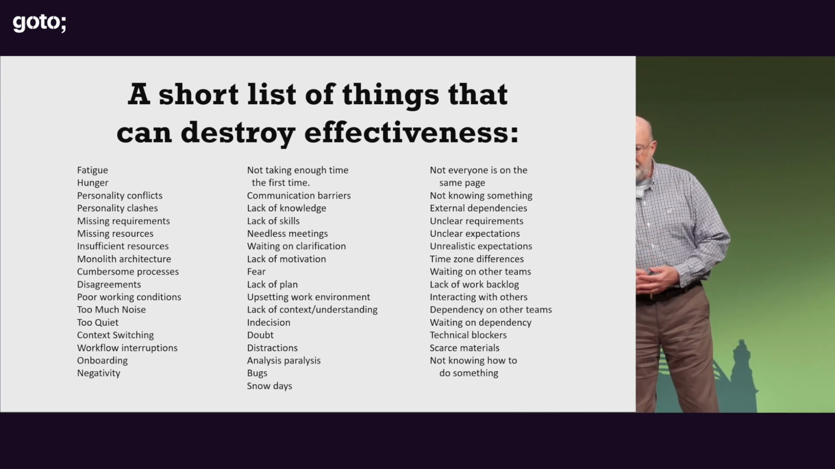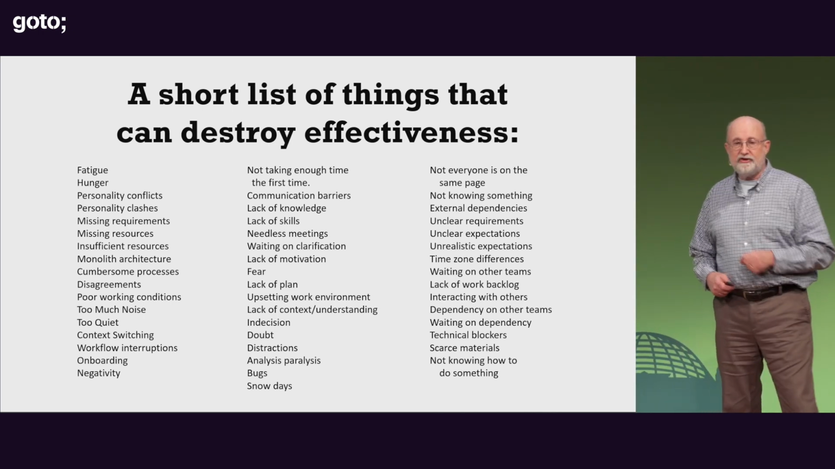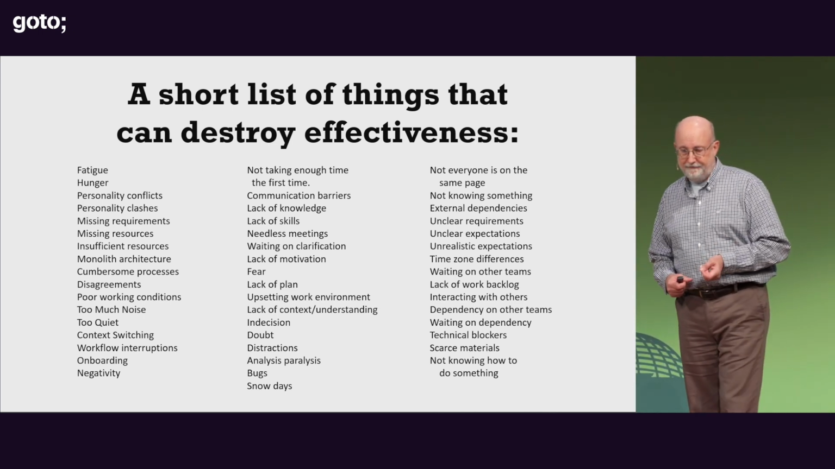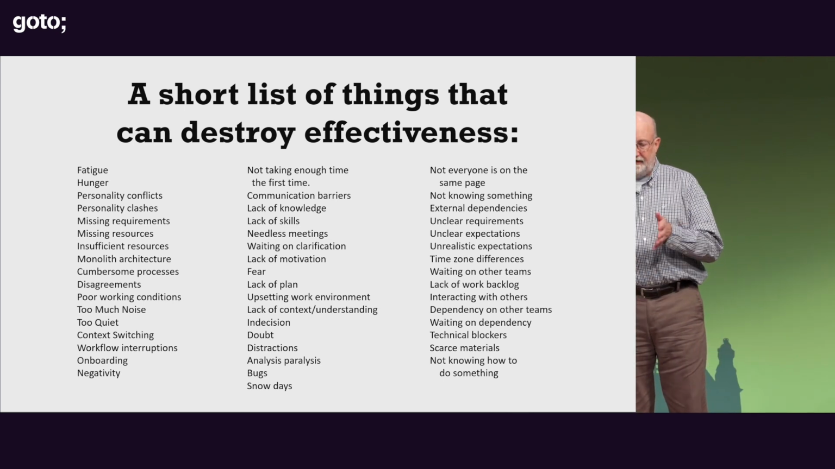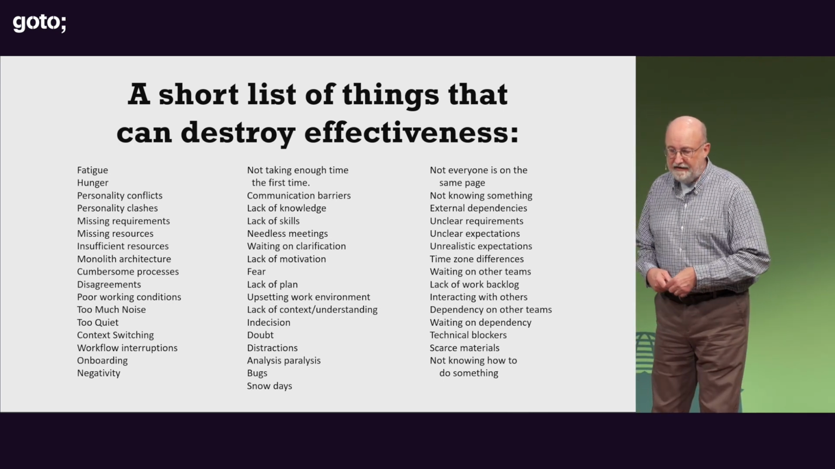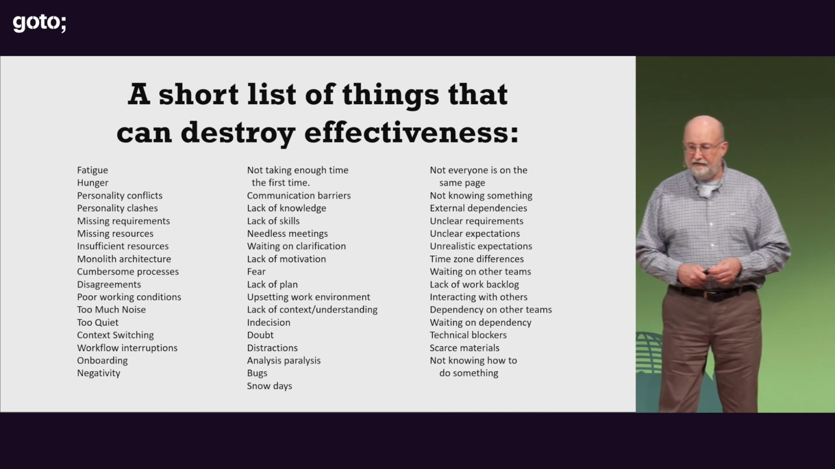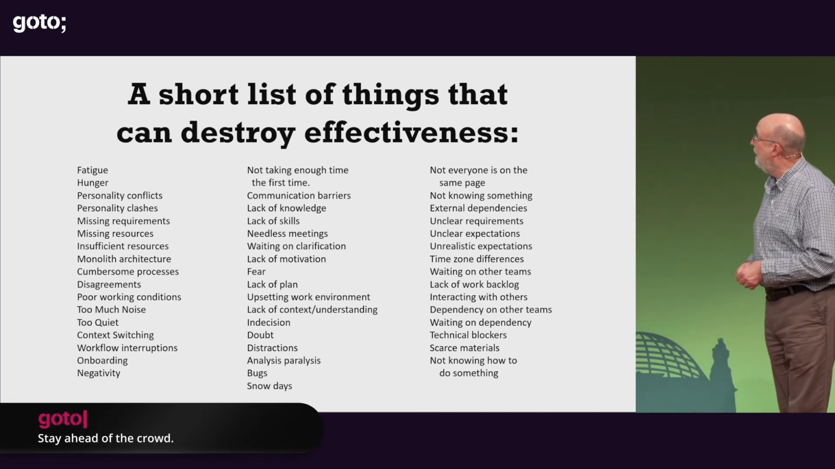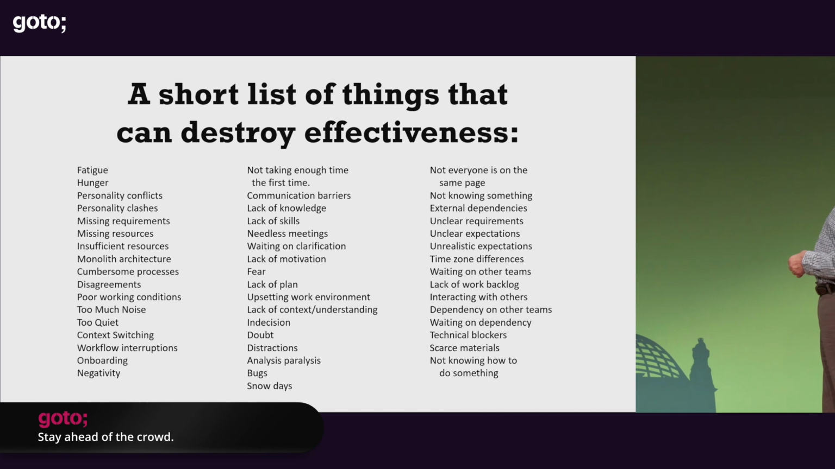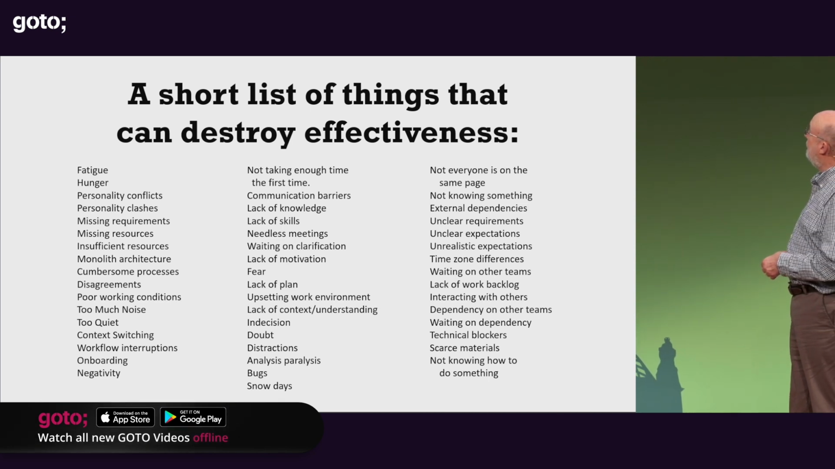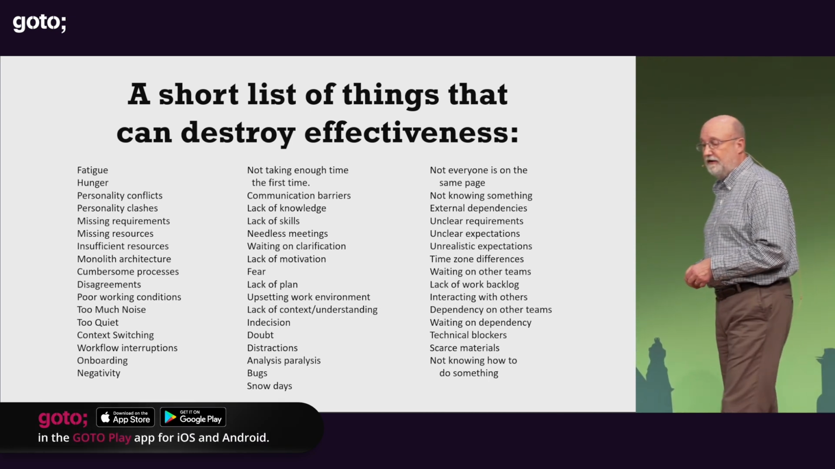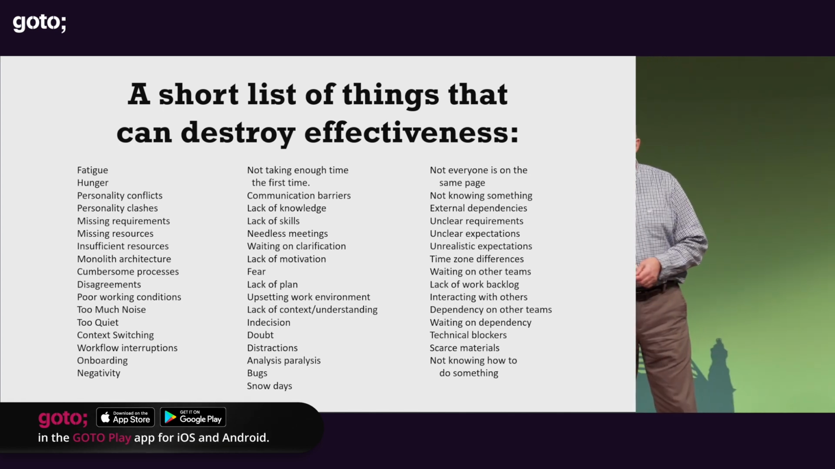I'll read a couple off there. Fatigue and hunger. Too much noise. Too quiet. Needless meetings. I would take needless off of that. Just meetings. External dependencies. Dependency on other teams. Distractions. On and on. Not knowing how to do something. All sorts of things are going to destroy our ability to get our work done effectively.